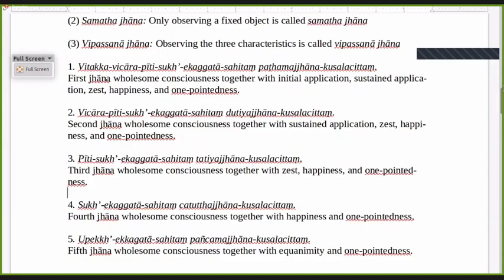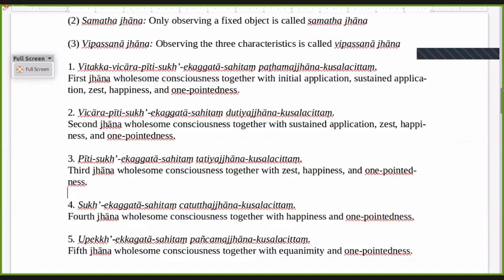And why are Vitaka, Vichara, Piti, Sukha, and Ekagata, these 5, called jhana factors, and not the others? There are other mental states, phassa, contact, manasikara, attention, and so on. Phassa is not called a jhana factor, manasikara is not called a jhana factor. Why?